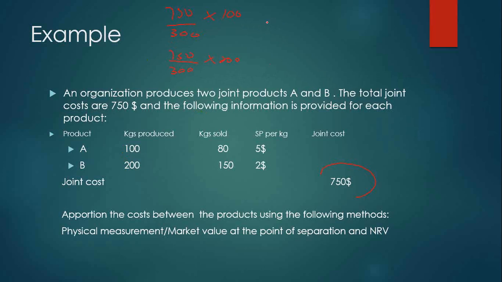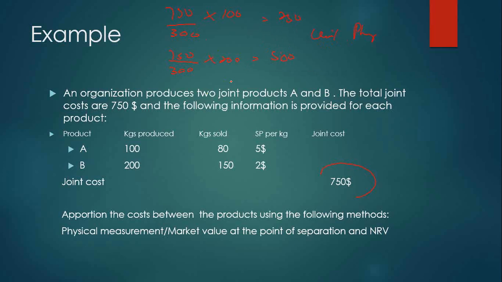So it will be 300, 250, 250 here, and 250, 500. So this is one way. This is based on the unit, right? Yeah, based on the physical measurement. So you allocate the 750, 250, and 500.